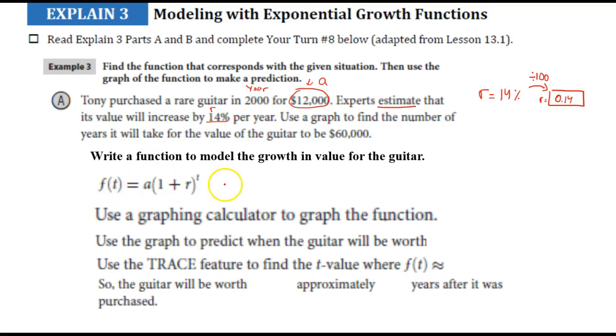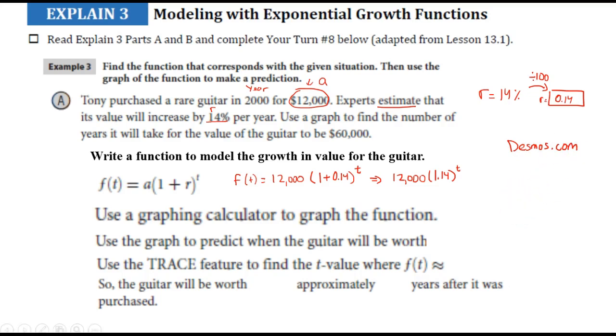So we're going to plug in some values. As a function of time, that guitar that was worth $12,000 is going to go up in value by 14%, or 0.14, to the t power. We can then simplify this down to 12,000 times, and 1 plus 0.14 would be what? 1.14. It says for us to graph using a graphing calculator, but if you don't have one available, we can definitely use our favorite online graphing calculator, known as Desmos.com.